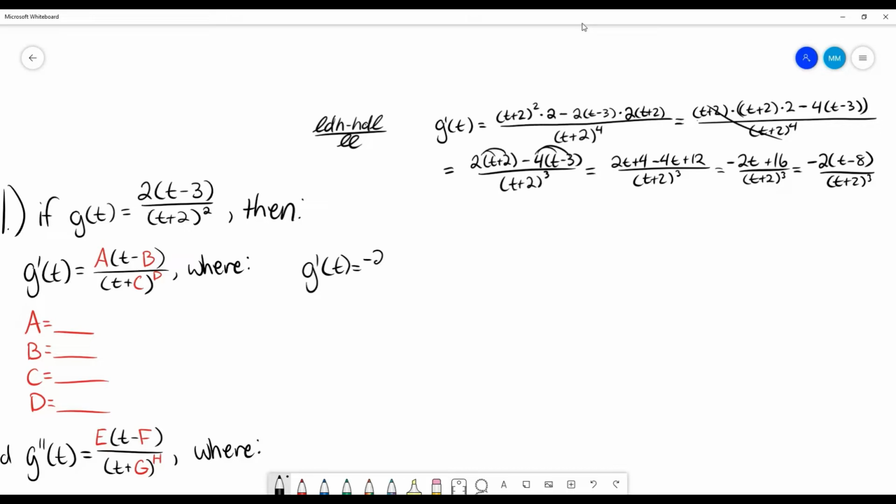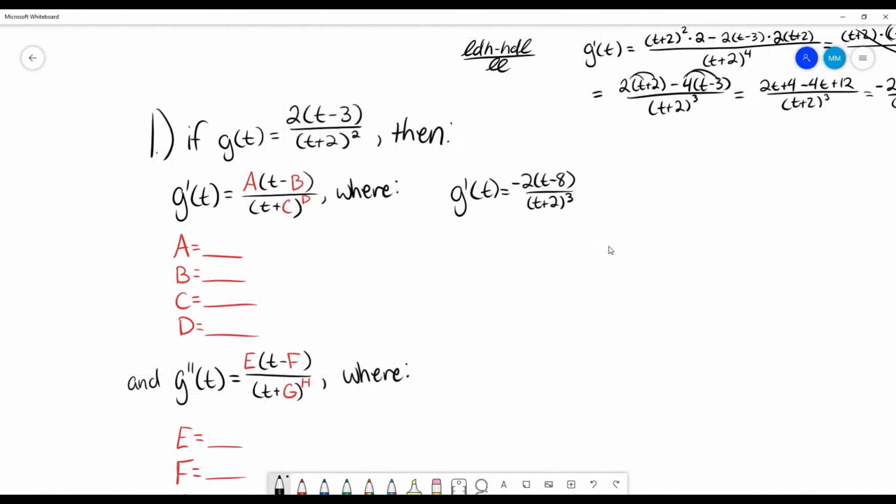I'm going to rewrite it over here so we can see it nice and clearly. Okay, and that is in those exact same terms. It's in that same form. We see that A is a negative 2, B is 8, C is 2, and D is 3. Now we want to do the same thing with that second derivative.